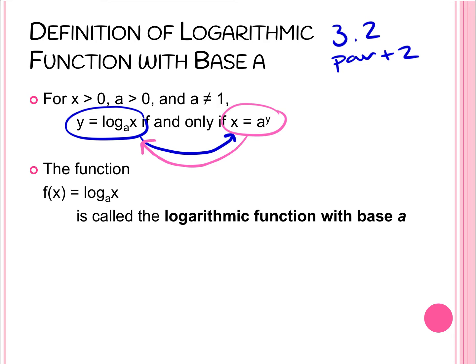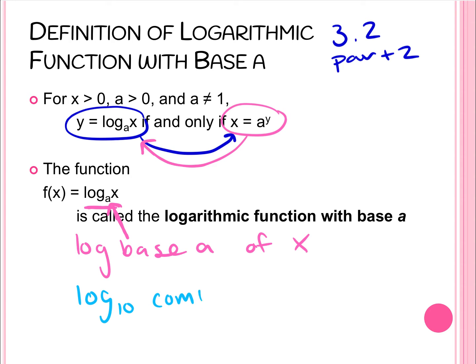So when we have a log function, we read it as log base a of x. So the little number on the bottom is the base. I don't think it mentions it in the notes, but if we had log with base 10, that would be our common log.